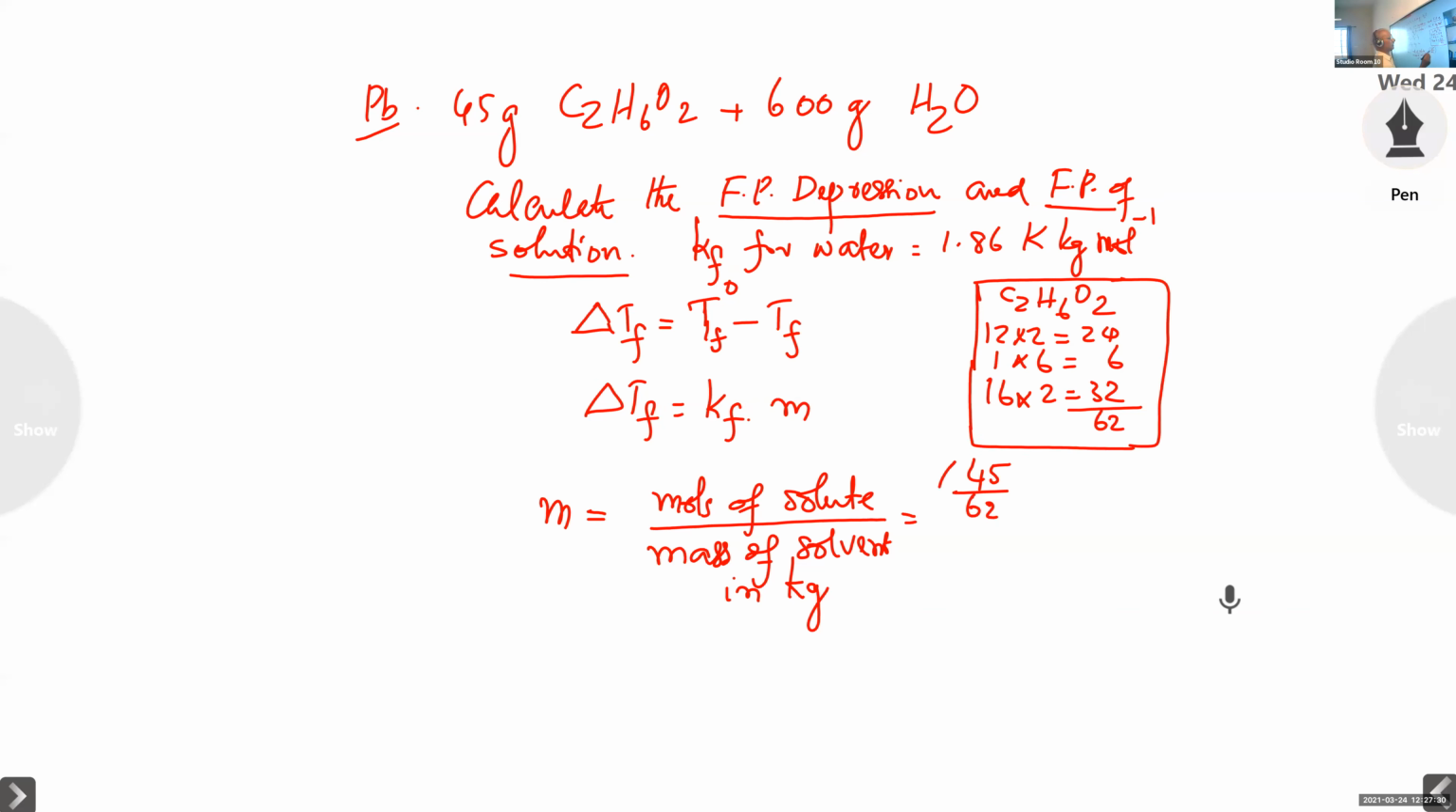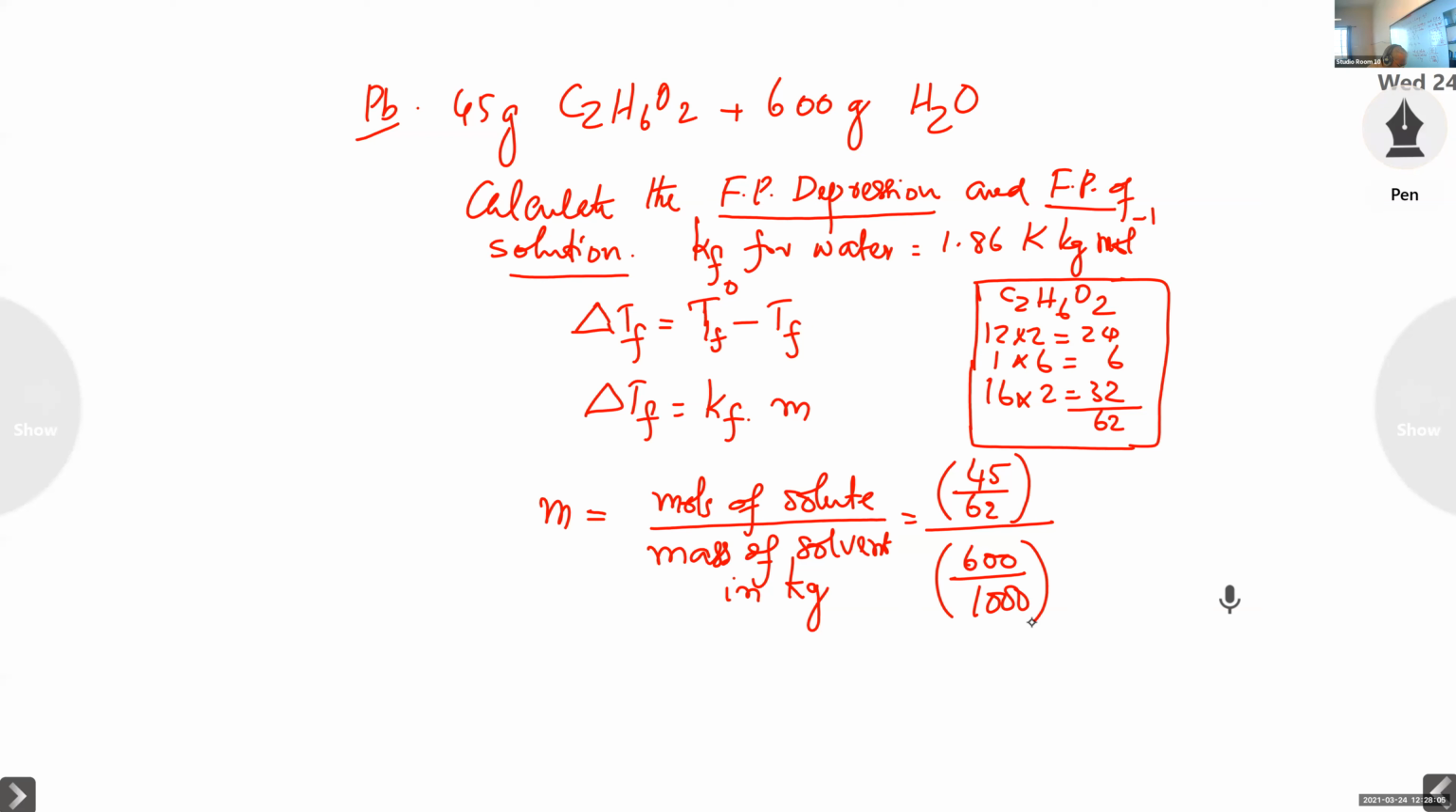That is the number of moles of solute, divided by the mass of solvent in kilogram. What is the mass of the solvent? 600 gram. So you convert that into kilogram. What you have to do? 600 by 1000. Correct. You must simplify it.